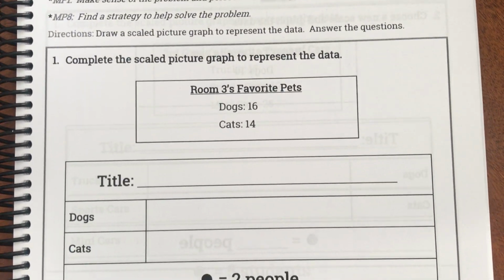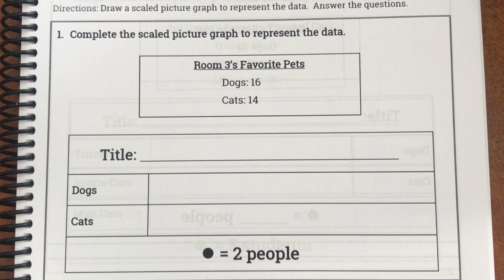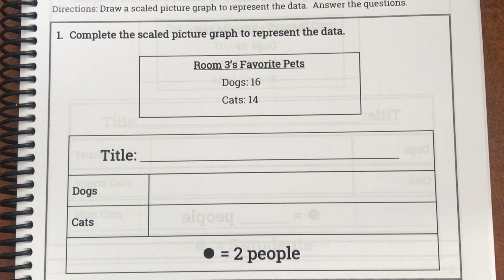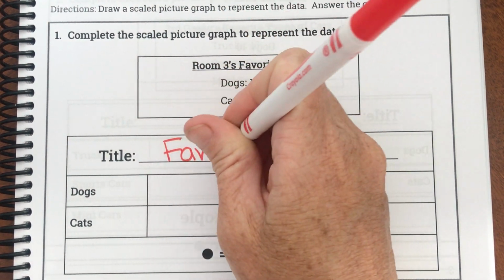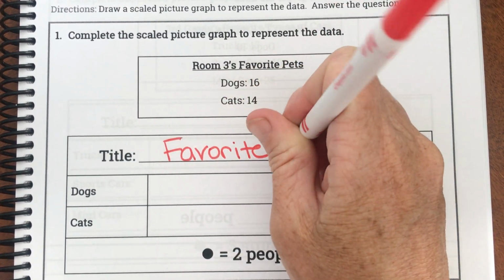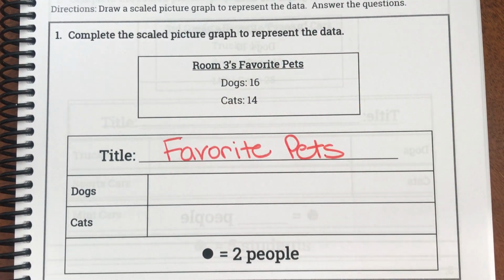Here's my first problem. It says, complete the scaled picture graph to represent the data. Room 3's favorite pets. Dogs 16, cats 14. And the title, I could say favorite pets. So favorite pets might be a good title.